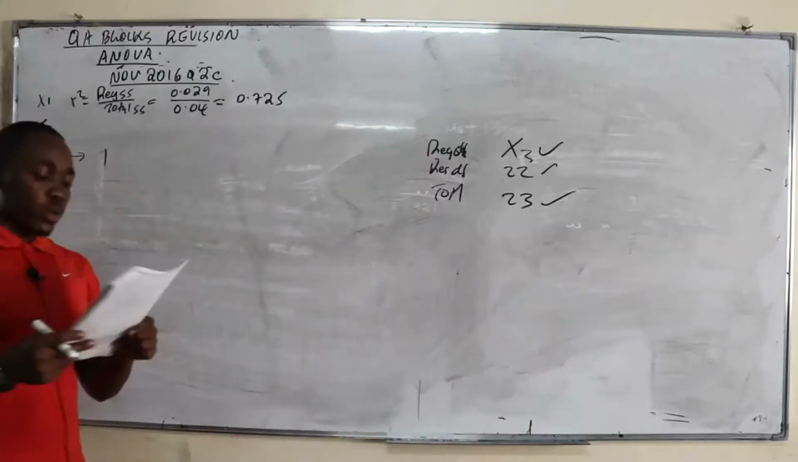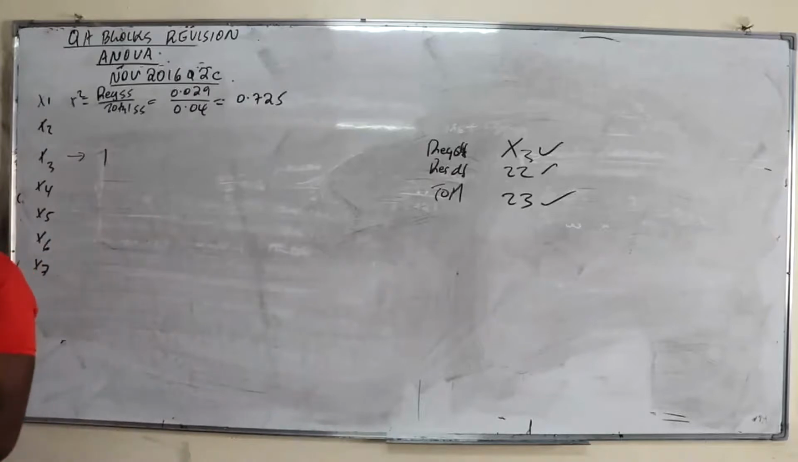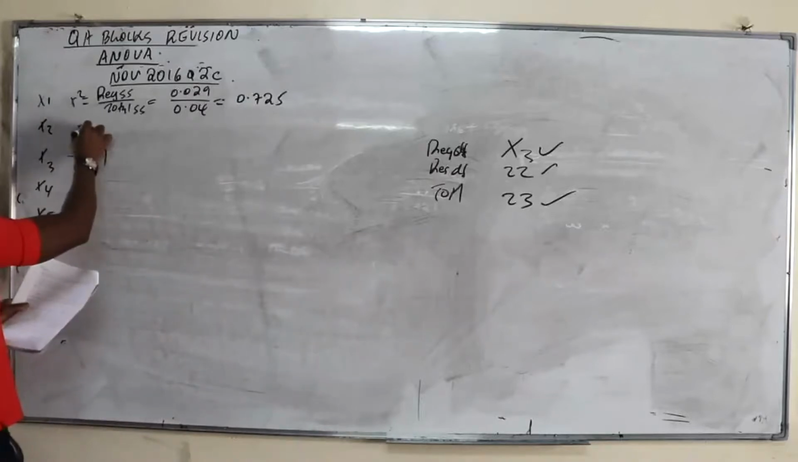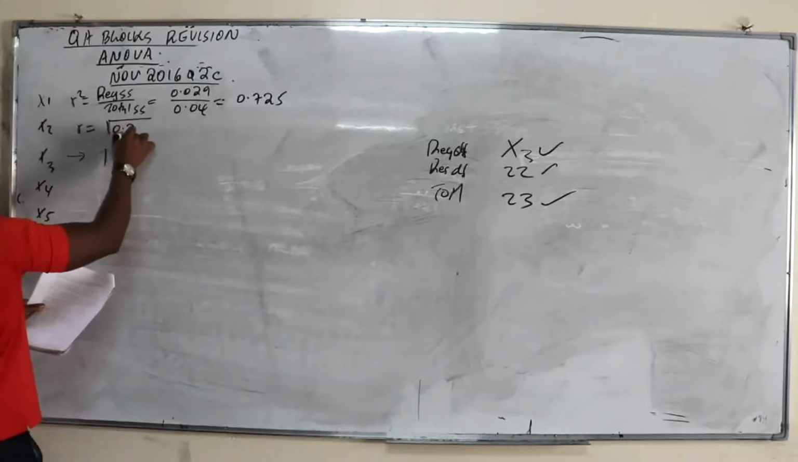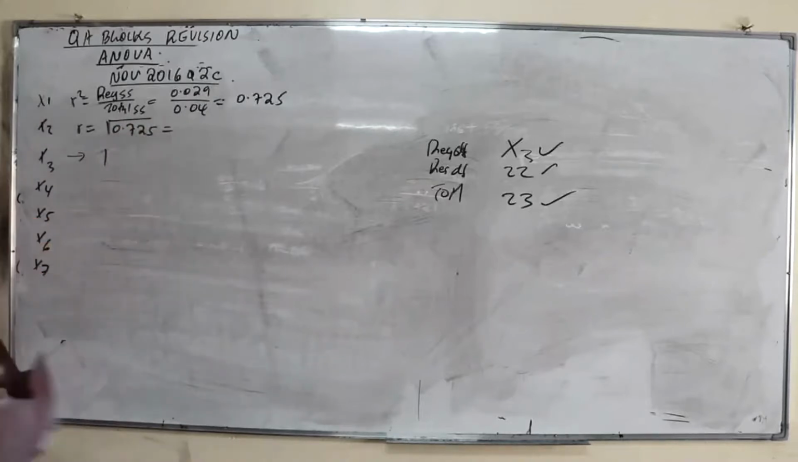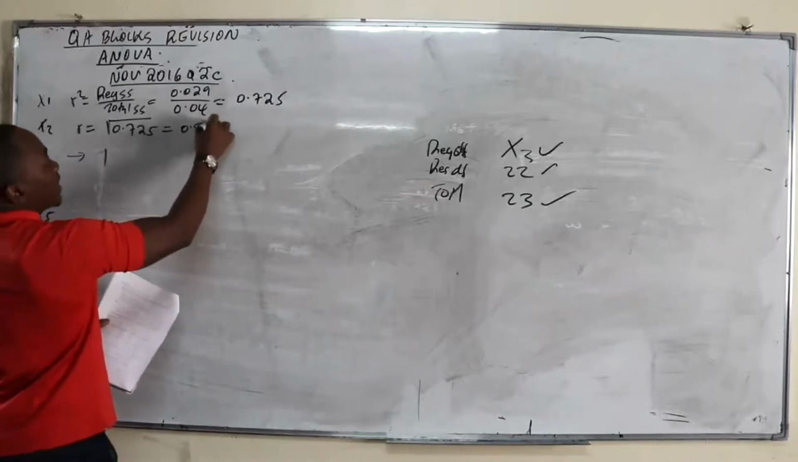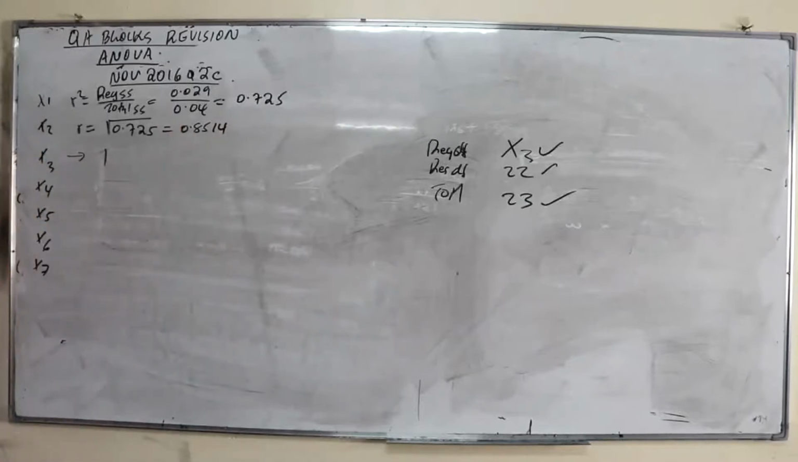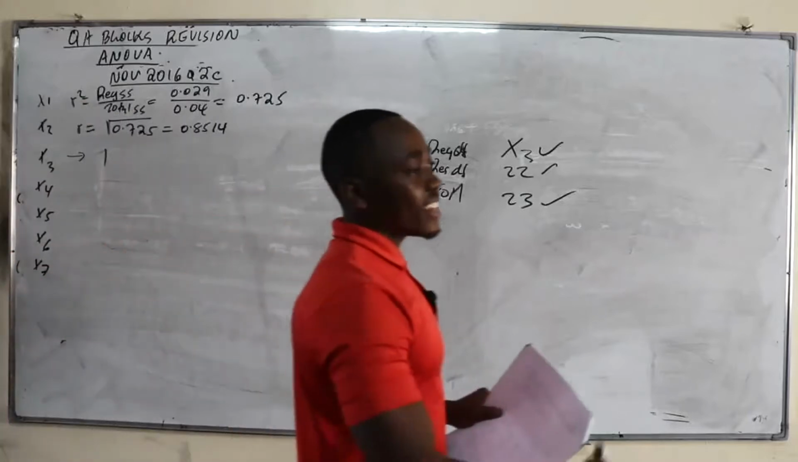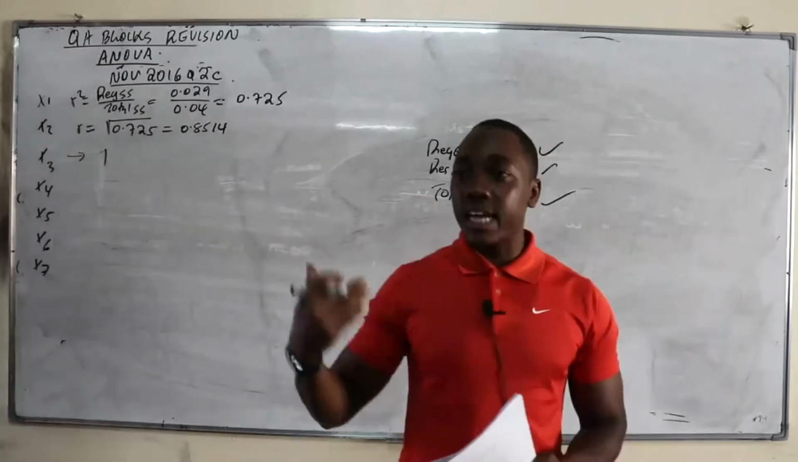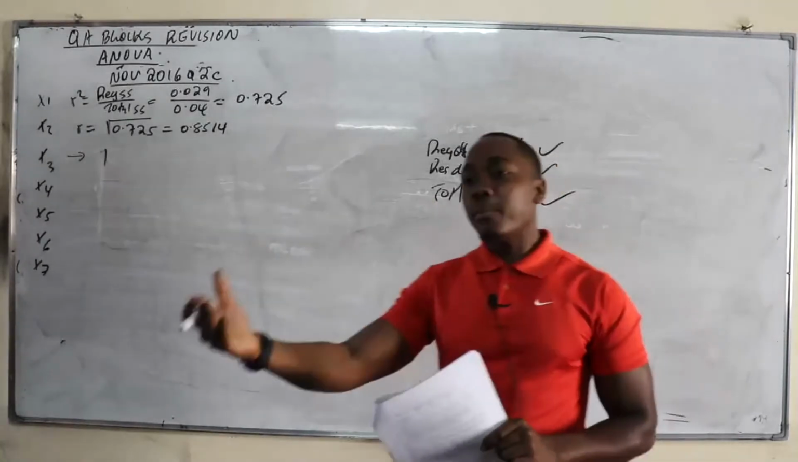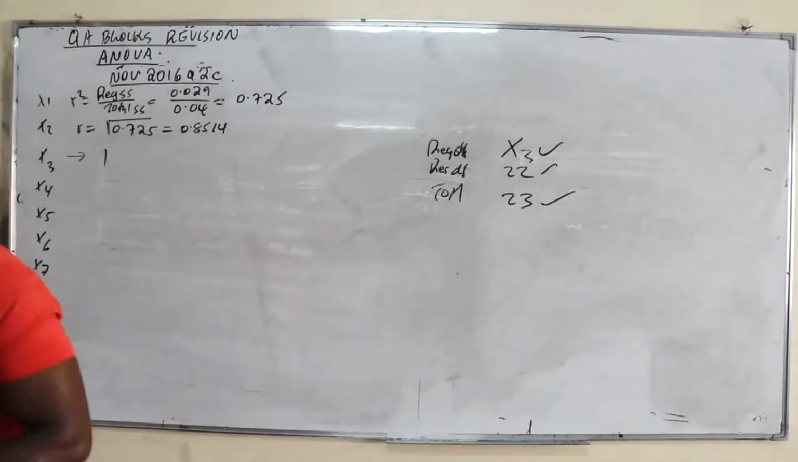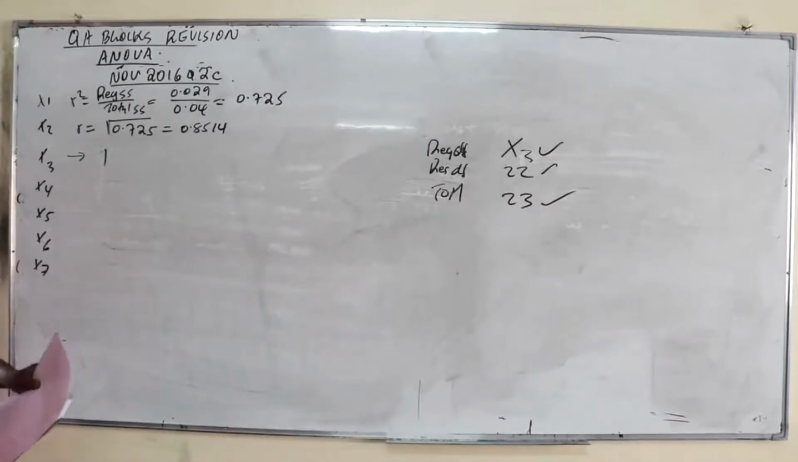Now let's go to X2. X2 is what? Multiple R. We have said that multiple R is the same as R. So you get just the square root of 0.725. Give me the coefficient of correlation. 0.8514. Who can interpret that for me? Very wrong. There is a strong positive or direct correlation between labor cost and labor hours. Are you together? Good. X3 we already have, it is 1.